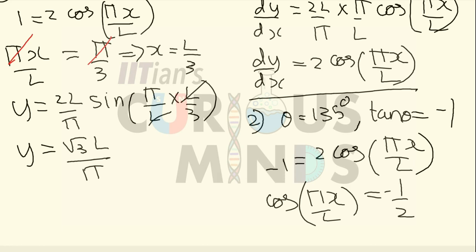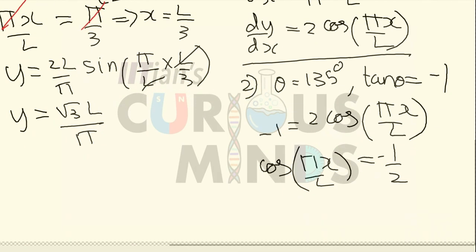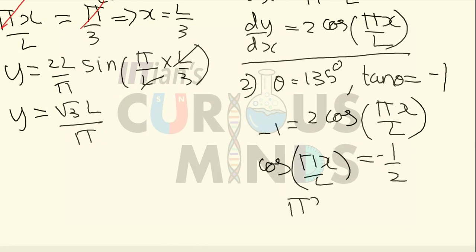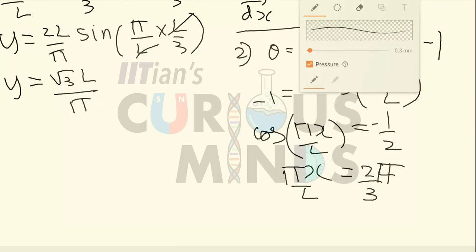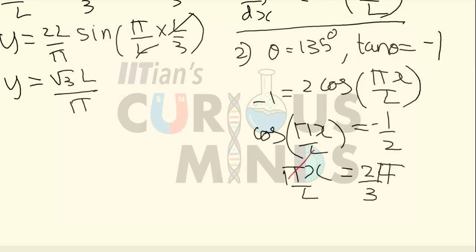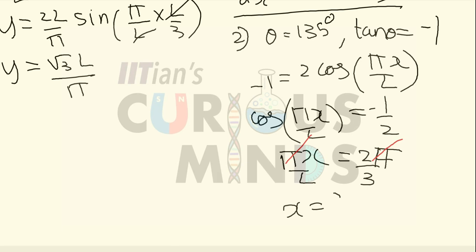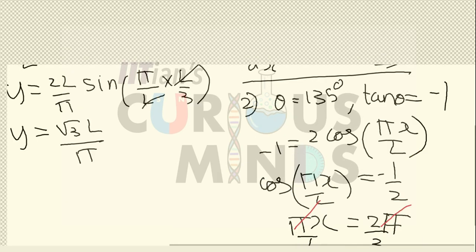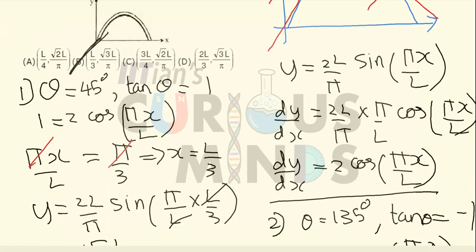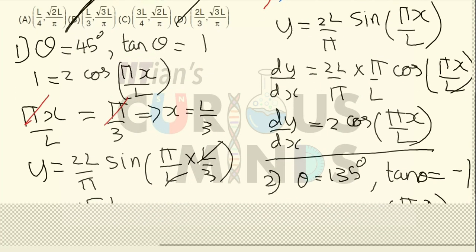It makes sense, since it makes 60 degrees with the negative x axis, so the angle will be 120 degrees. So pi x divided by l will be equal to 2 pi divided by 3. Pi and pi will get cancelled out, so x will be equal to 2l divided by 3. If I calculate the answer, I will directly get it as D. Let me find out the y coordinate for the time being.